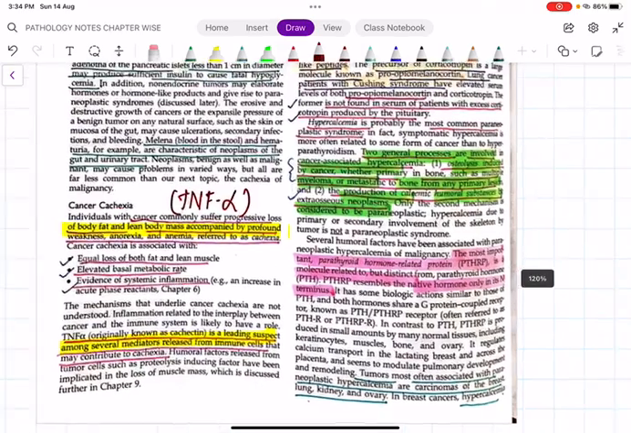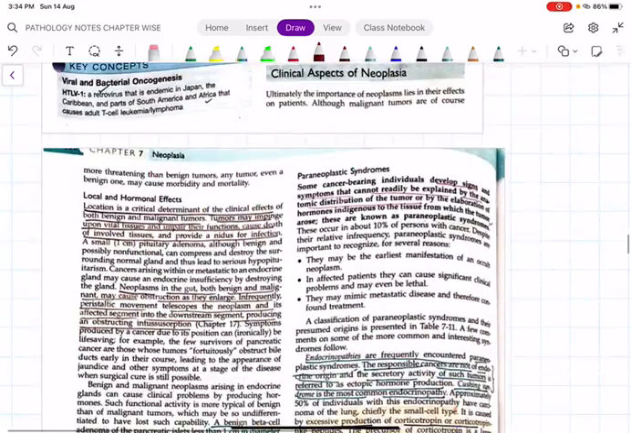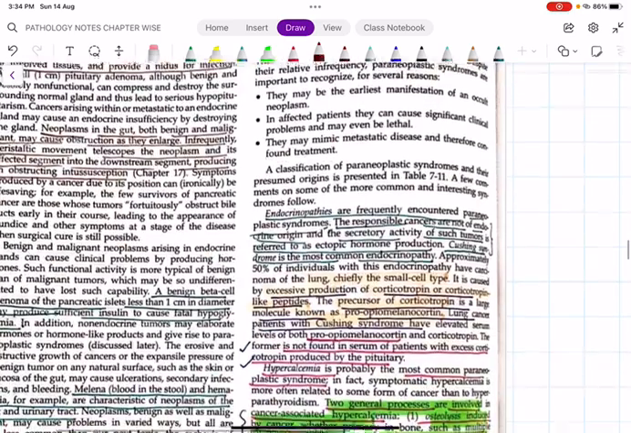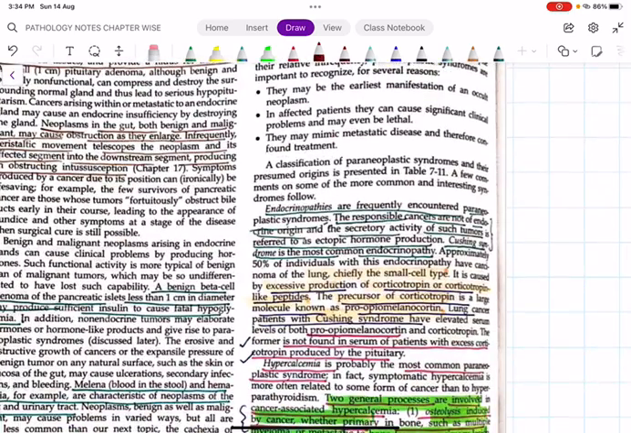Another most important is paraneoplastic syndrome. That means cancer-bearing individuals will develop some signs and symptoms that cannot readily be explained by the anatomic distribution of the tumor. For example, a patient has breast cancer, then why should he develop hypercalcemia? There is no relation. We can't explain. All those conditions we call paraneoplastic syndromes. We have a lot of paraneoplastic syndromes. Out of that, endocrinopathies are frequently encountered.